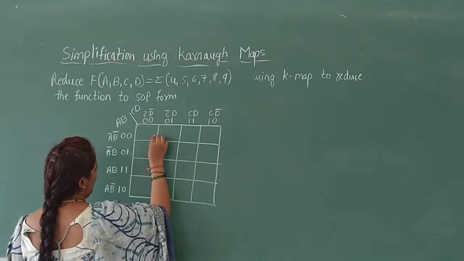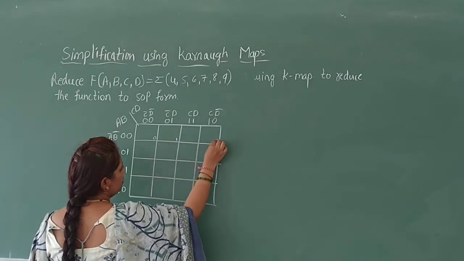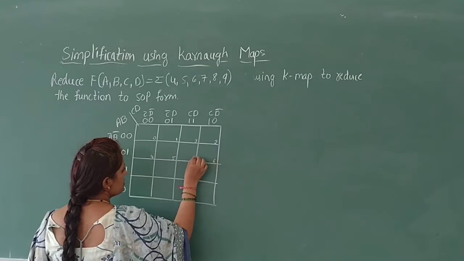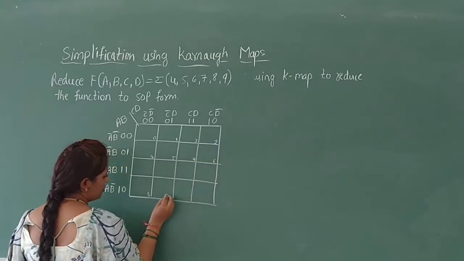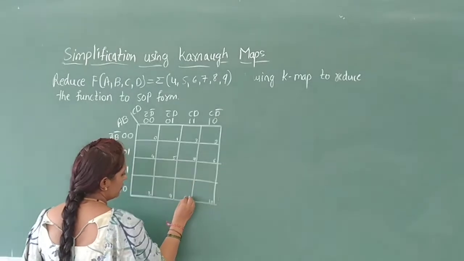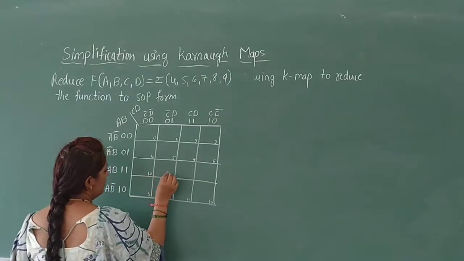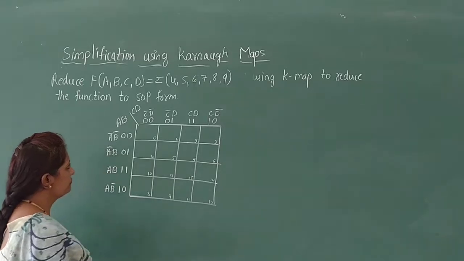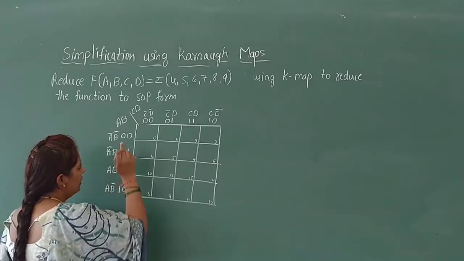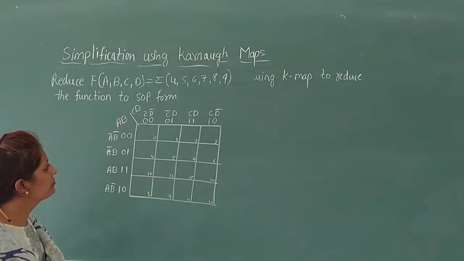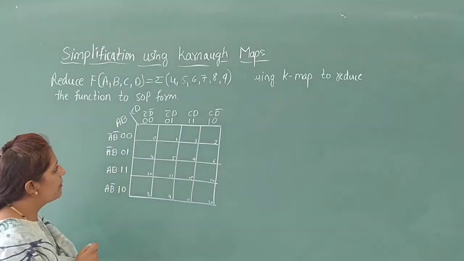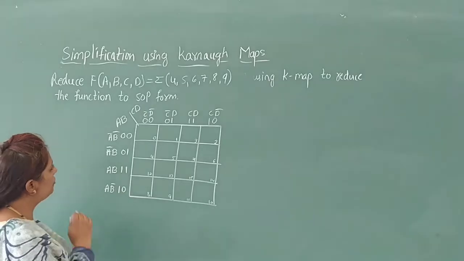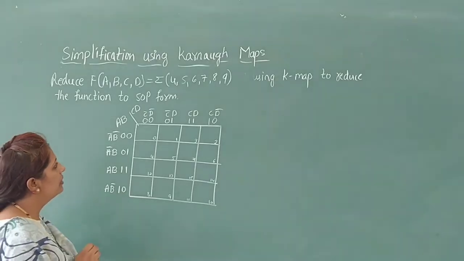And write the designation values 0, 1, 2, 3, 4, 5, 6, 7, 8, 9, 10, 11, 12, 13, 14, 15. And in this given problem, we are reducing the given function to SOP form using K-map.